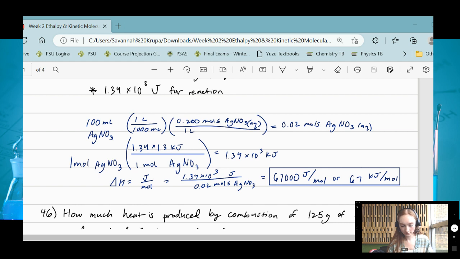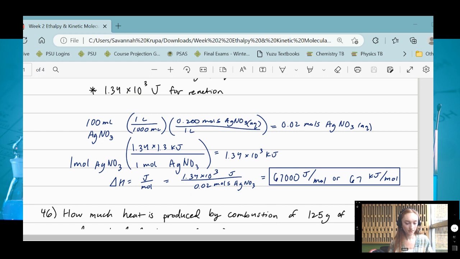Okay, so I checked the data in your Check Your Learning section, and what it gave us are these two data points right here that I already jotted down. So we have 100 milliliters of the 0.200 molarity of the AgNO3 aqueous solution, and we have, for the reaction of this, 1.34 times 10 to the third power joules, or 1.34 kilojoules for the entire reaction. So using those two things, we can find the amount of energy per mole of this compound that is created from this reaction.